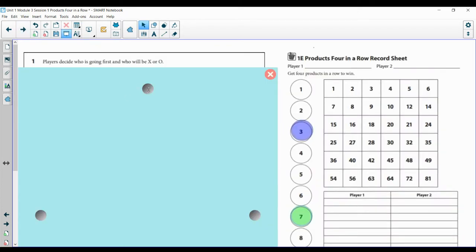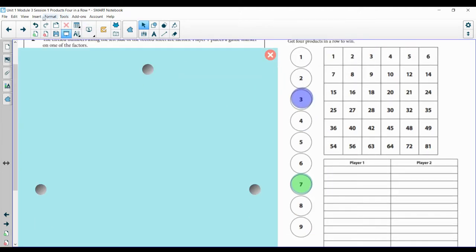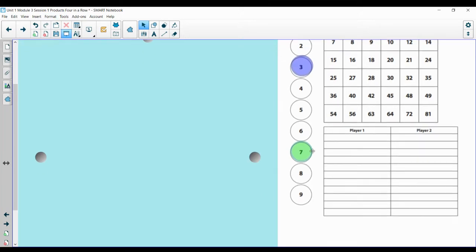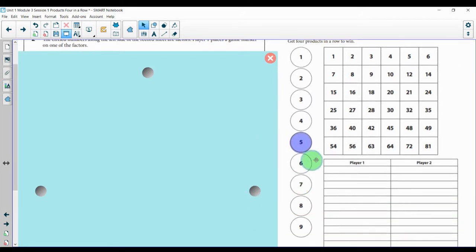The rule of this game is players decide who's going to be X and who's going to be O. Okay, and these are going to be factors that you multiply together on the side here to get a product over here. Now, player 1 takes their marker chip here and moves it to any of these ones. So let's say I moved it to 5. Player 2 then takes one and moves it to another one. You could go right on top of the side by side if you want to. And let's just do 7.